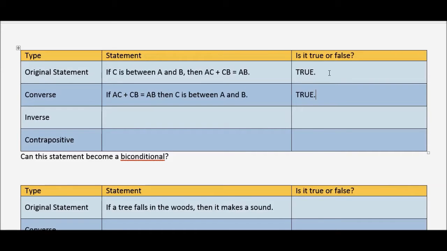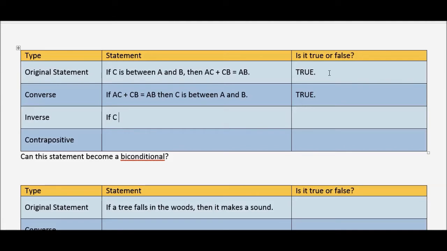And the reason why is because if AC plus CB is equal to AB, then C has to be between A and B. It can't not be between A and B. And the reason why is that if it were not, then it would be a triangle. And if it were a triangle, then AC plus CB equals AB would not work. So this is also true.